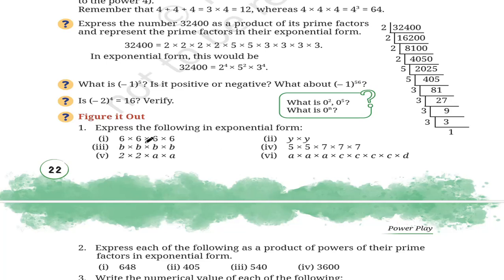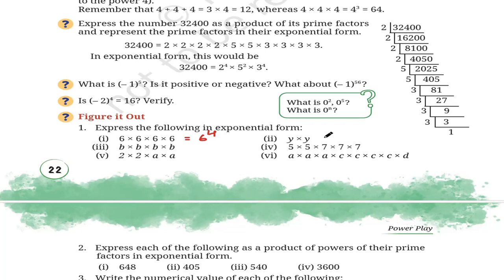So here the first question you can see is 6 into 6 into 6 into 6. So here you have to write this in the form of an exponent, meaning base and exponent form. Okay. So you can see here the base will be 6 and 6 is multiplied by itself 4 times. So the power will be 4. Okay. So it is the fourth power of 6.